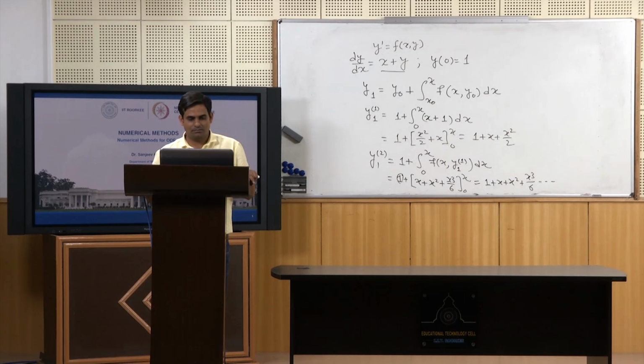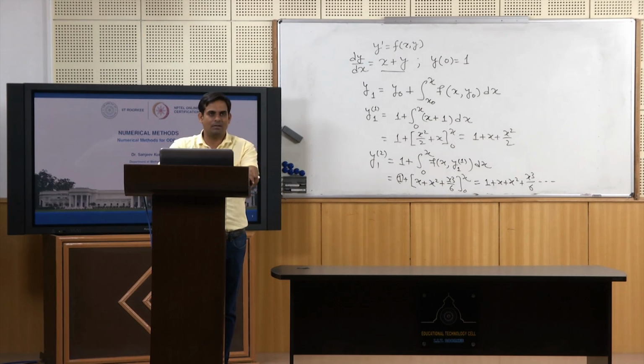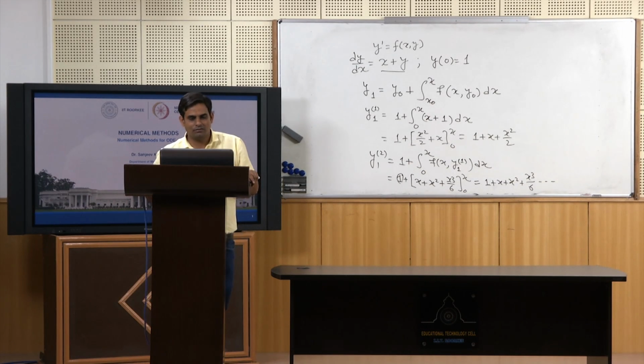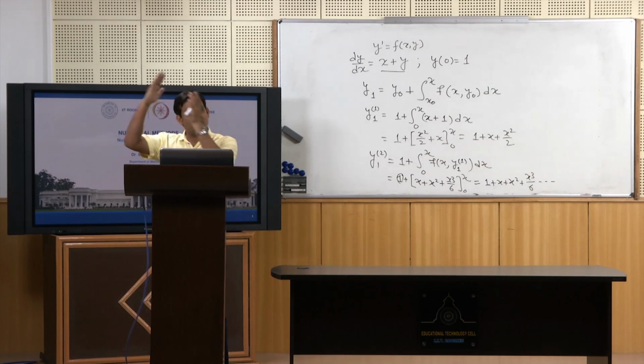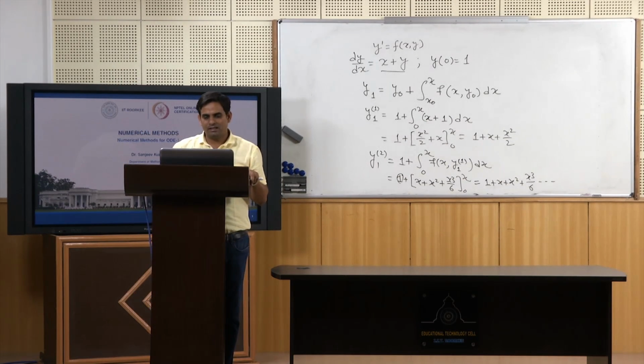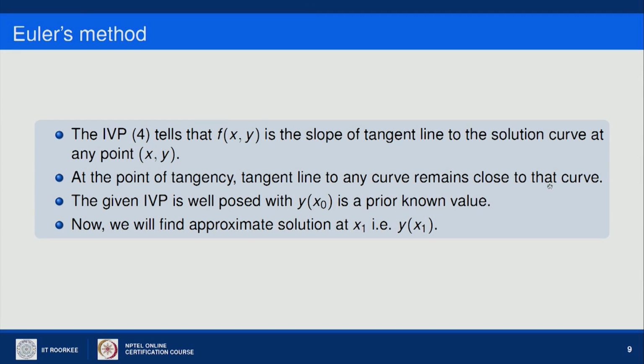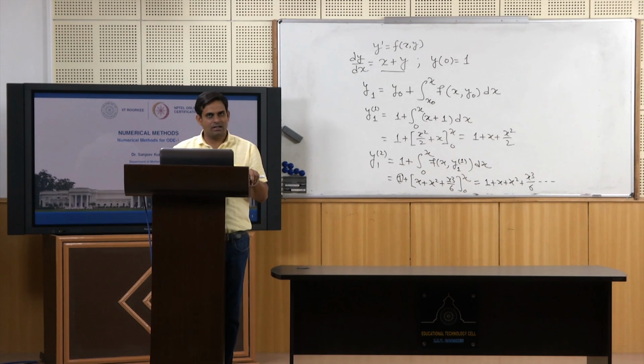So, the initial value problem, y prime equals f of x y, y at x naught equals y naught, tells us that f of x y is basically nothing but the slope of the tangent line to the solution curve at point x y, because it is dy over dx equals f of x y. At the point of tangency, the tangent line to any curve remains close to the curve. The given initial value problem is well posed with the initial value of y at x naught known to us. Now we will find the approximation of y at x equals x1.